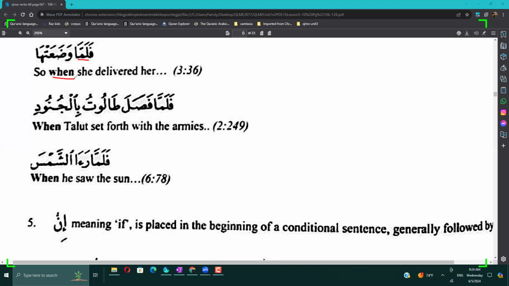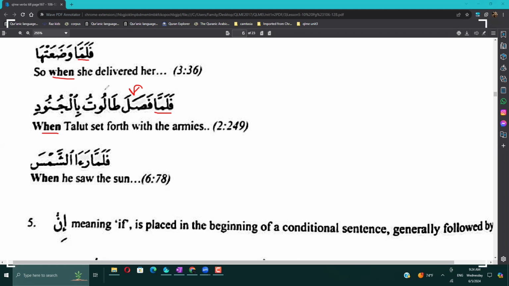Okay. Next we have falamma fasala ta'alutu bil junudi. Which is the jussive particle here? Lamma, very good. And lamma is followed by madi, fasala. So the meaning would be when. Lamma followed by madi, the meaning is when. Lamma followed by mudare, the meaning is not yet. So, when Talut set forth with his armies.